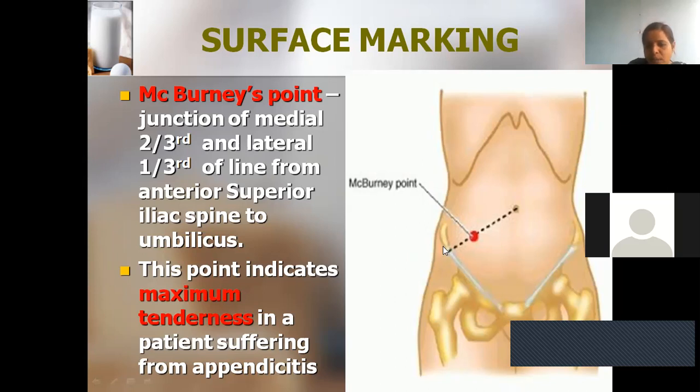This is the anterior superior iliac spine and this is the umbilicus. At the junction of the medial 2/3 and lateral 1/3, if you put your fingers and palpate in the patient, and the patient is wincing with pain, then you can confirm this may be a case of appendicitis. This point is the point of maximum tenderness. Pain on touch is called tenderness. So McBurney's point we check to rule out the pain of appendicitis.